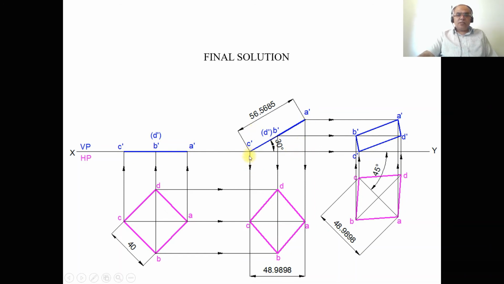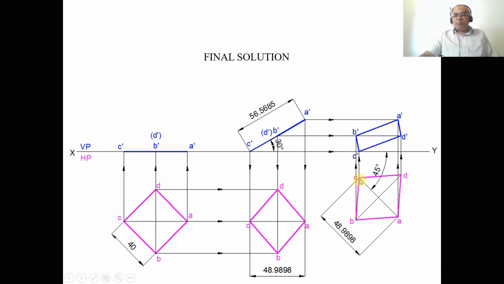Then join C dash to A dash with a dark line. Then you draw a vertical projector from C dash and also from A dash to the top view, and draw a horizontal thin projector line from C and A. Both these two lines will intersect at this point as C and also this point as A. Then mark these points as C and A and draw a vertical projector from B dash and D dash, and draw a horizontal projector from B and also D. Both these two lines will intersect at this point which is B here and also at this point which is D, and mark them as B and D. Then join A to B, B to C, C to D, D to A with a dark line.